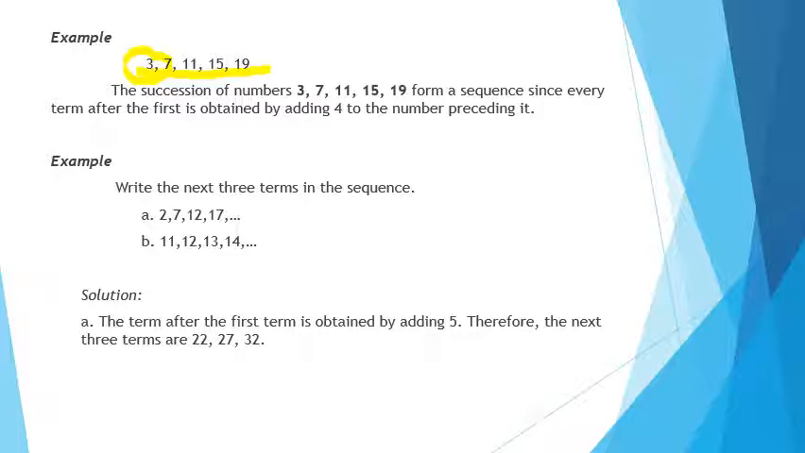2 plus 5, we have 7. 7 plus 5, we have 12. Okay. Then, 12 plus 5, 17. So, yun ang pattern. Tingnan natin. 17 plus 5, it's 22. 22 plus 5, we have 27. 27 plus 5, it's 32.